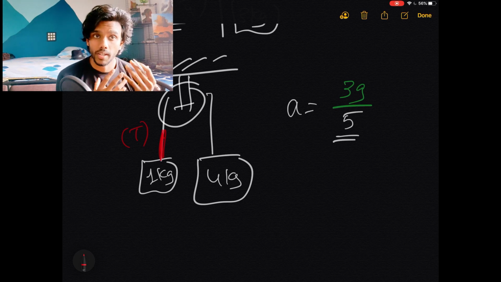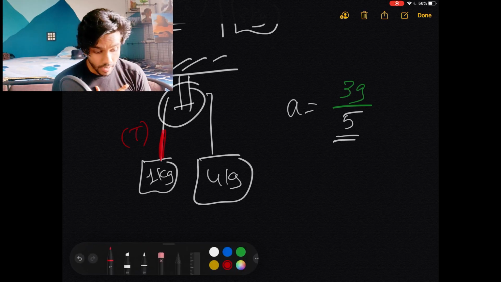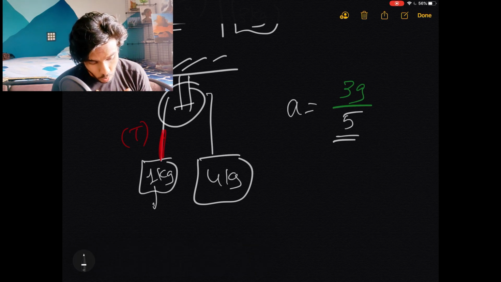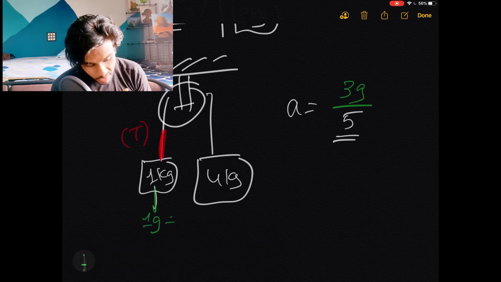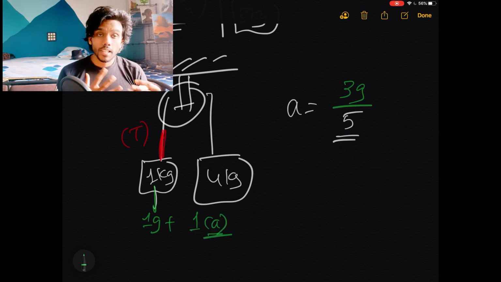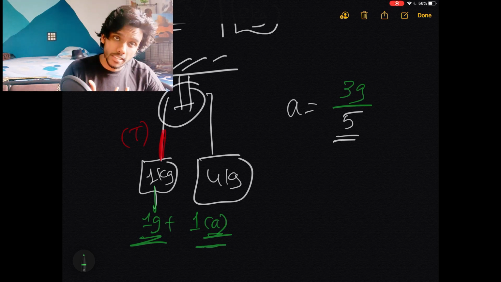Now try to feel this point. This tension is not just accelerating the body, it is also opposing the weight of the system, the weight of this mass. The weight of this mass is already 1g, plus it is also giving the 1a. I want you to practically feel this thing, 1g and 1a, both the weight and it is providing some acceleration.